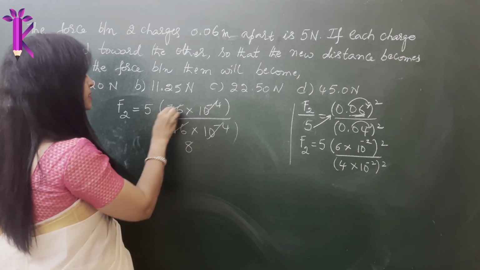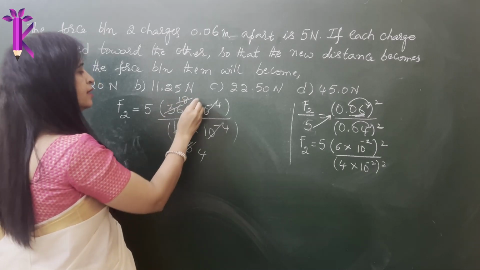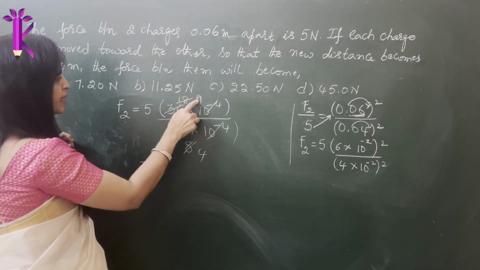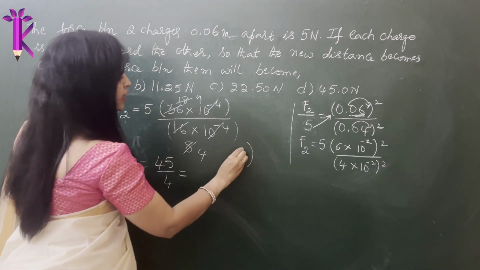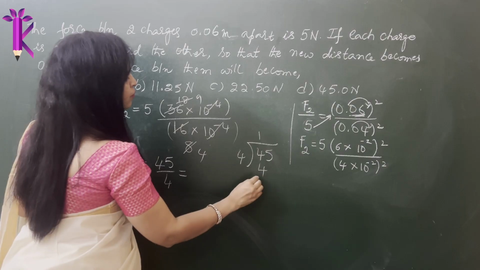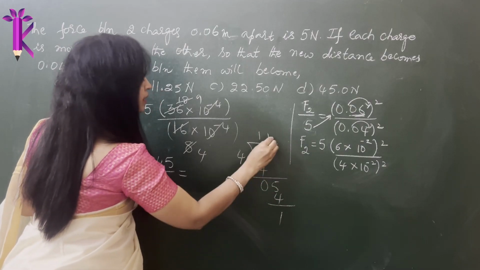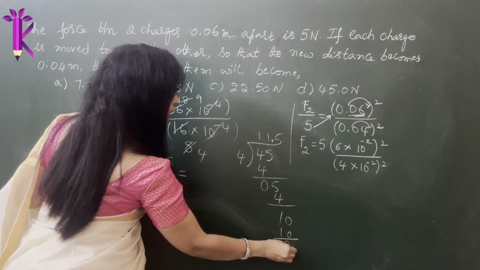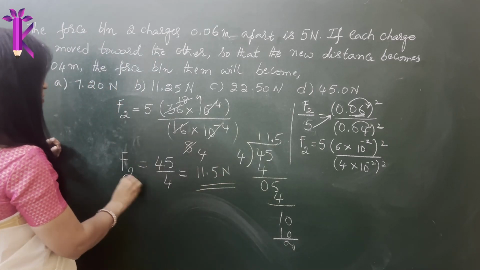2 8s are 16 and 2 1s are 2, 2 4s are 8 and 2 9s are 18. So it is 5 times 9 is 45. So it has to be 45 divided by 4. So 45 divided by 4 will be 4 times 1 is 4. So 0 again, 4 times 1 is 4. So it is 1. If you keep a decimal dot, 4 times 5 is 10. So the answer is 11.5 Newton, that is your new force.